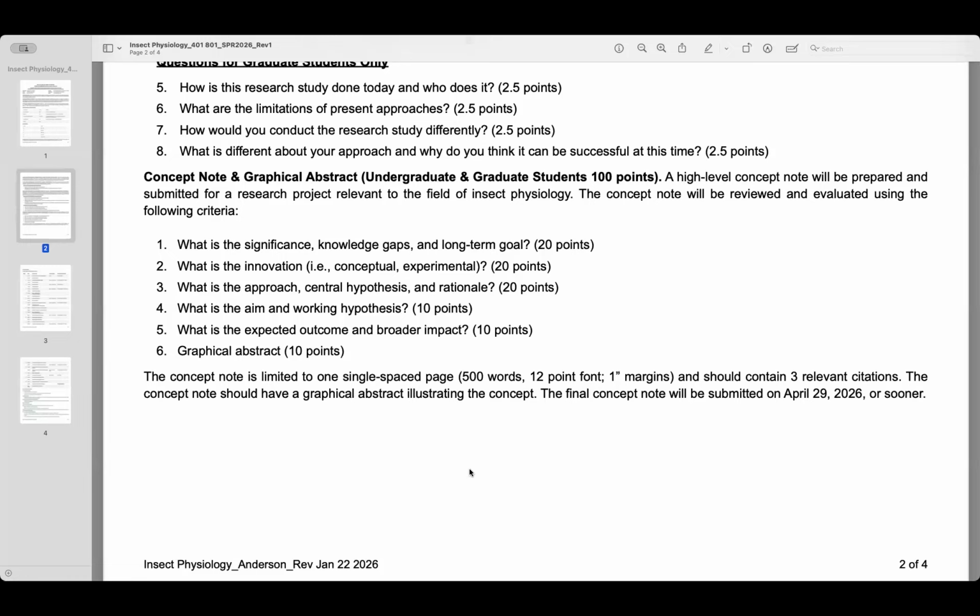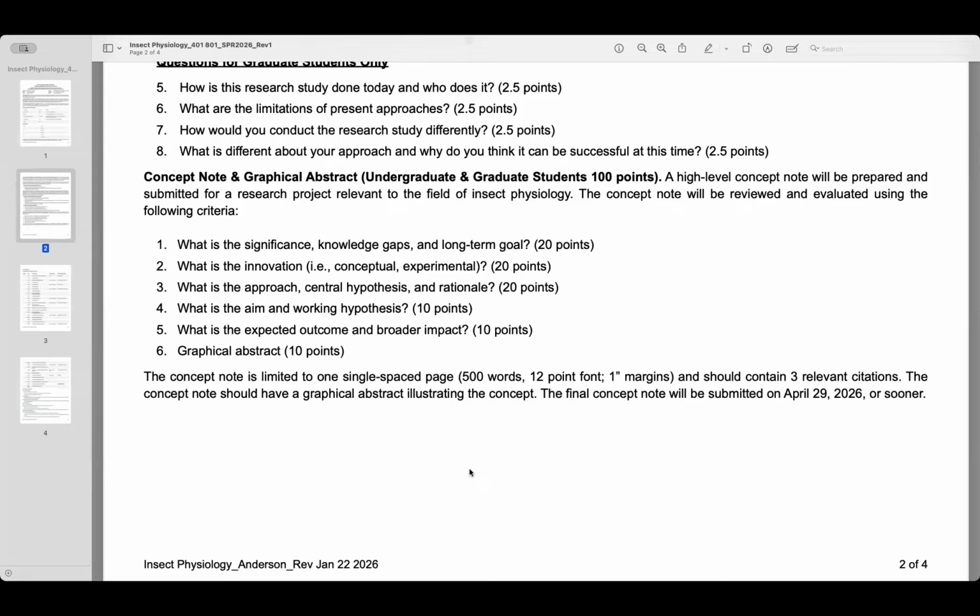I also want an approach. So what the general strategy or methods are. Again, you don't have to get in the weeds on this one. I'm just looking for a high-level approach. Again, you don't have enough space to write this in depth.